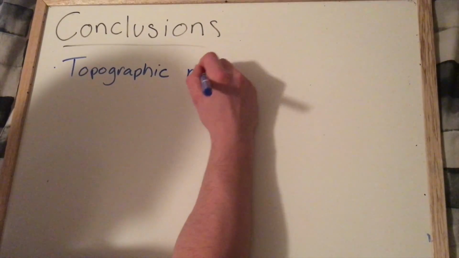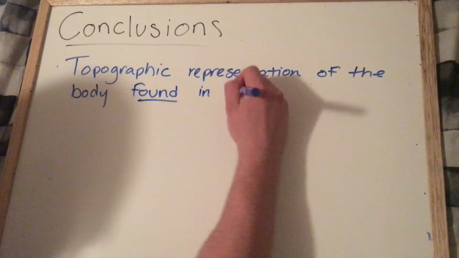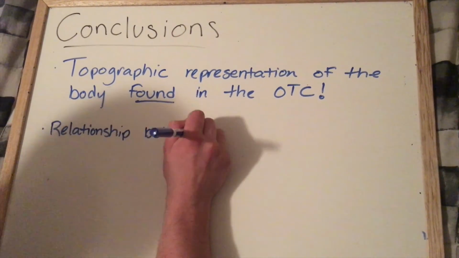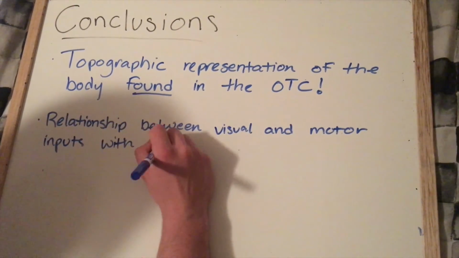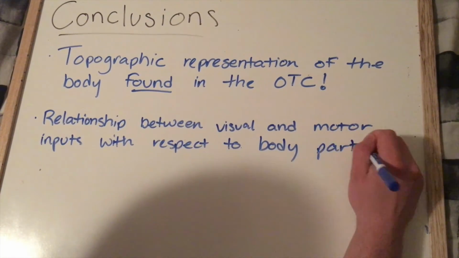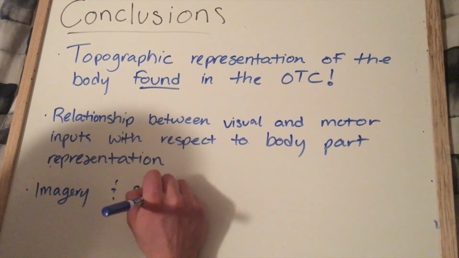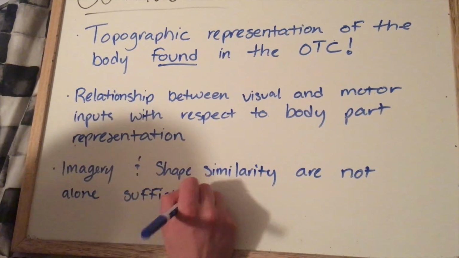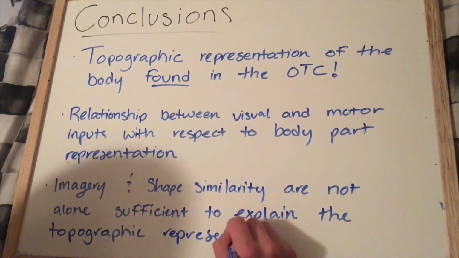The researchers were able to present evidence that higher-order visual areas also represent information in an orderly map and provide categorical information regarding the body. They also investigated and found evidence supporting a relationship between visual and motor inputs with respect to body part representation in the OTC. This provides an interesting area for further study. Furthermore, they were able to show that imagery of body parts and also shape similarities between body parts were not alone able to produce body maps.